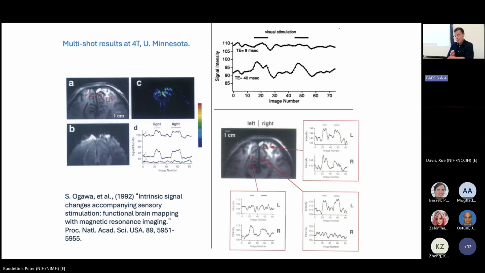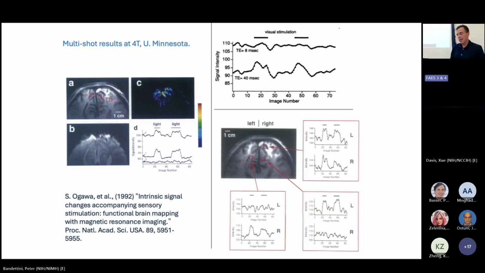So another group was doing this as well. A group in Minnesota. And they actually were a little bit delayed because they thought they had to wait. It always mystifies me when I talk to them. They thought they had to wait until they got a 4-Tesla scanner to actually get successful results, which is not true at all. You could have done this at 1.5, but they got their 4-Tesla scanner.